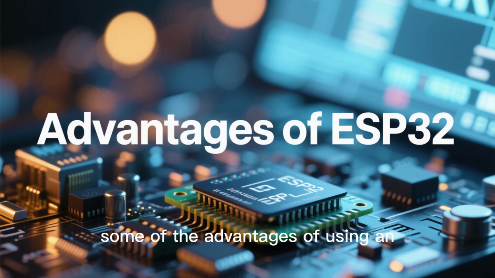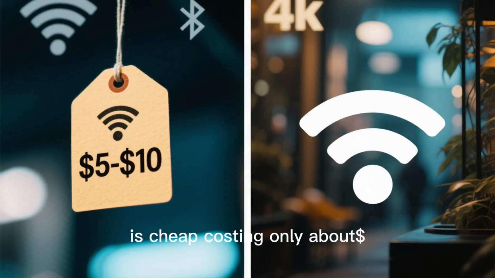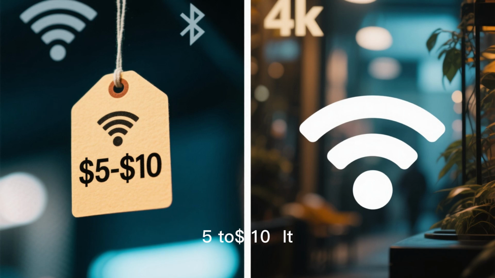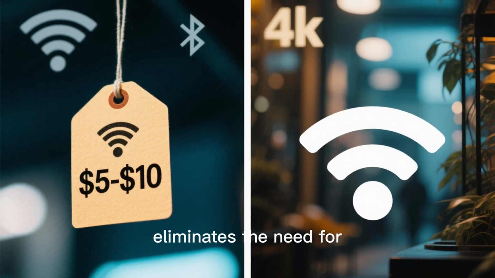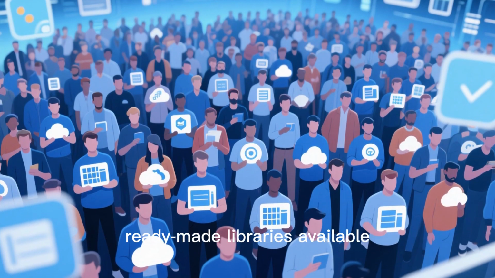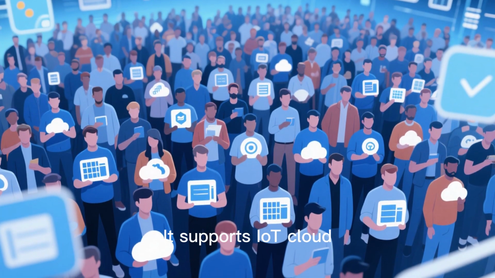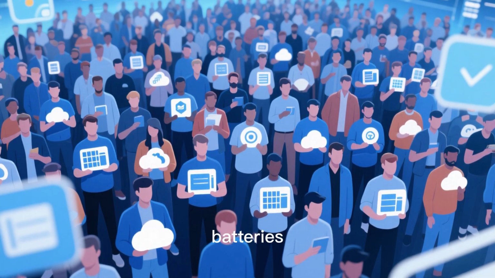Now let's take a look at some of the advantages of using an ESP32. First, it is cheap. Costing only about $5 to $10, it has built-in Wi-Fi and Bluetooth, which eliminates the need for additional modules. There is a huge community and many ready-made libraries available. It supports IoT cloud integration and has low power modes which allow it to operate on batteries.